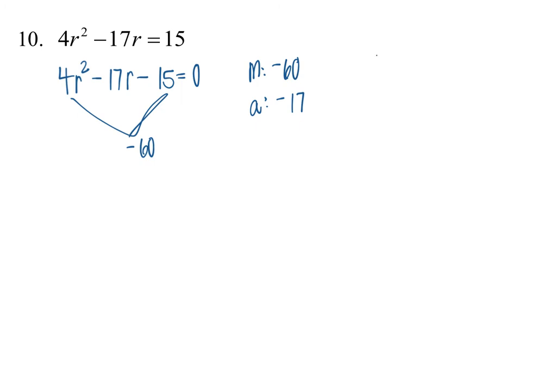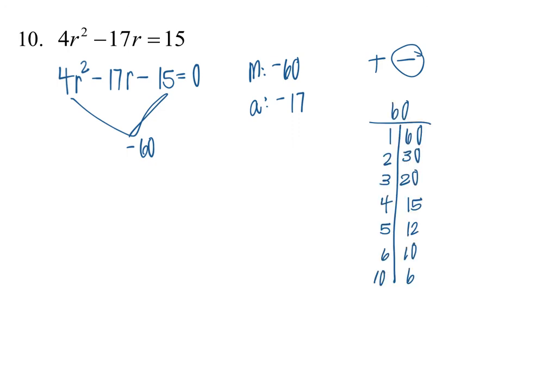If you're multiplying to get a negative, your signs are different, and if you're adding them together to get a negative, your larger number will be negative. So let's write down the factors of 60. So now I'm going to make the larger numbers negative and see if any of these add to give me a negative 17. And I'll be honest with you, my eye is going to the 5 and the 12 and the negative 12, but that's not it. You've got to really think through these. 5 and negative 12 would add to give you negative 7.